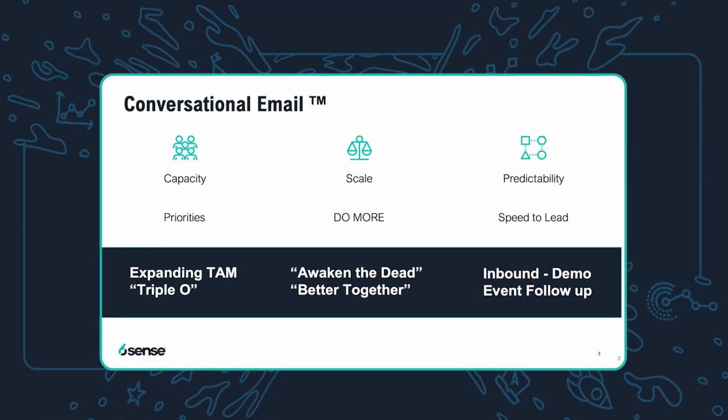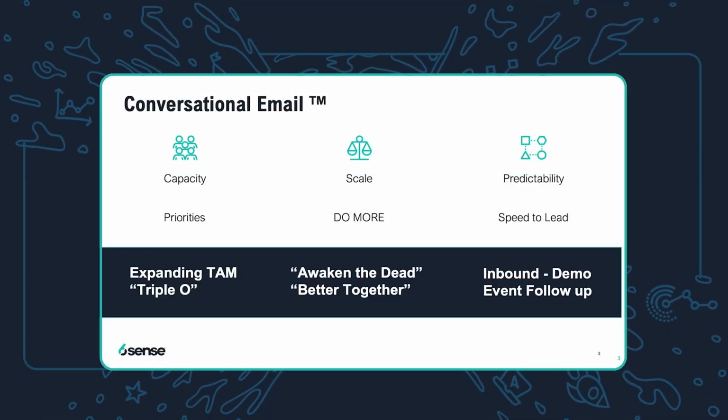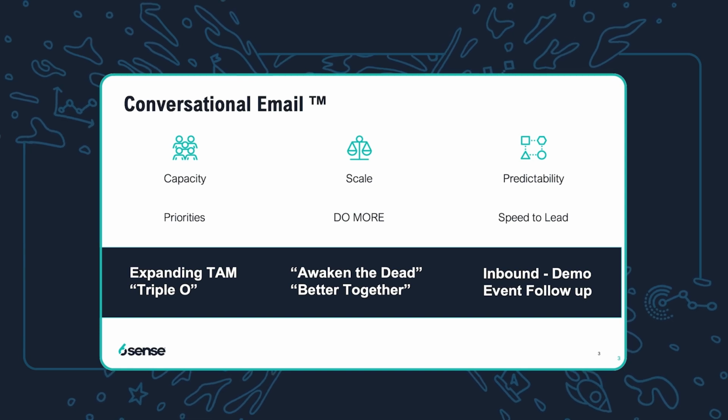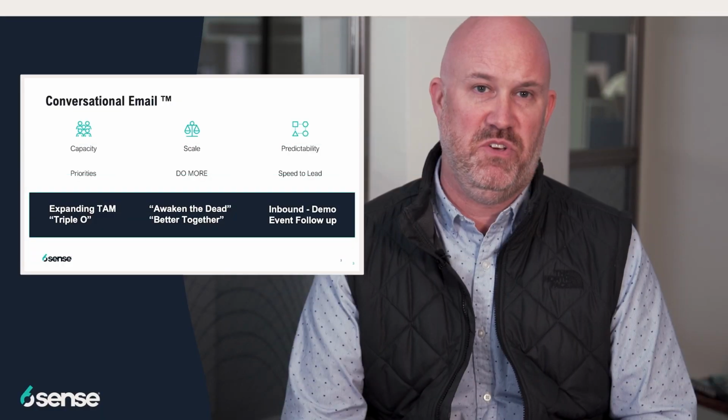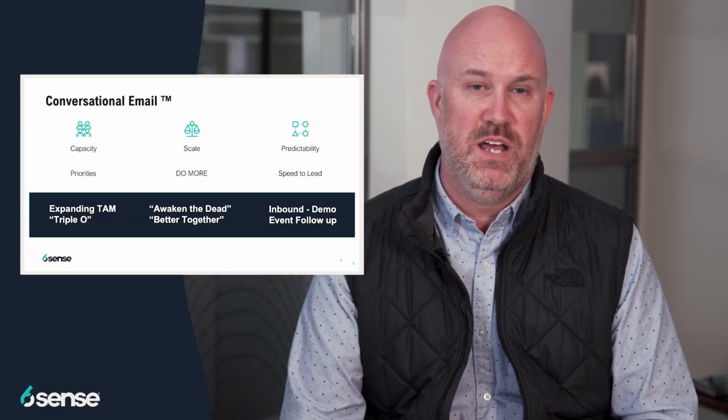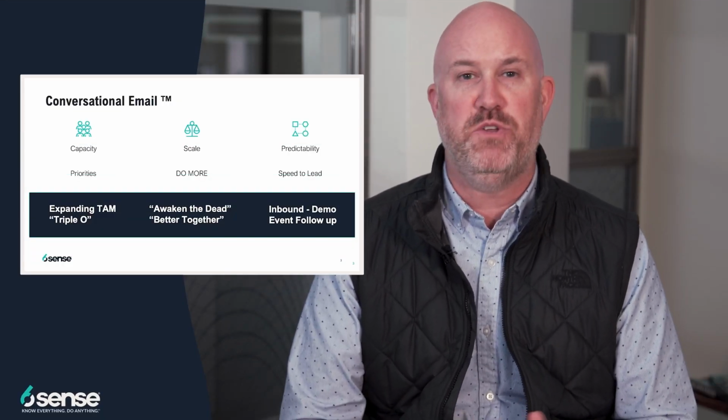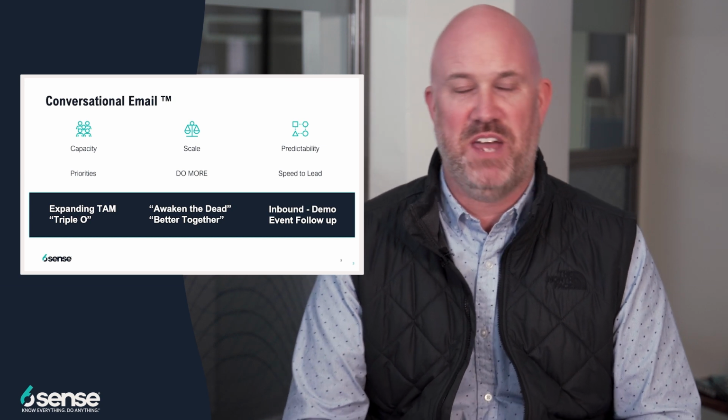The first one is predictability, the second is scale, and the third is capacity. And I'm going to share a couple of use cases as to the plays that we've run to help make sense of what I mean by those three different use cases.